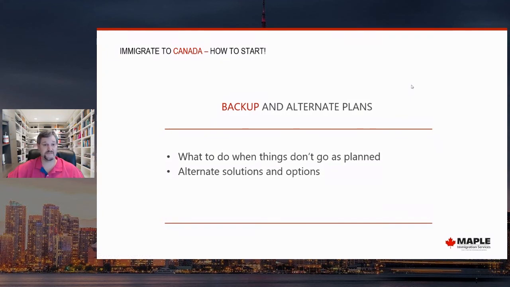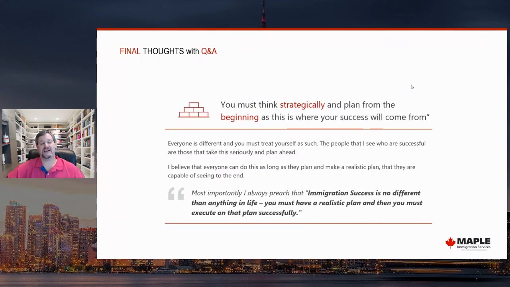Okay, but we'll see. So this is my last slide that I usually end off with. What I like to tell people is that you've got to think strategically. You've got to plan from the beginning, and this is where your success is going to come from. Everybody can come to Canada, if you meet the qualifications, like language and education. If you have all of those minimum qualifications, there's no reason why you shouldn't be able to get here. It's lack of plan and lack of strategy where people get screwed up.